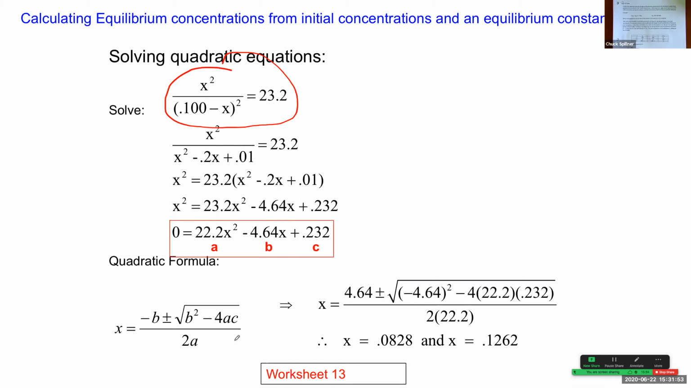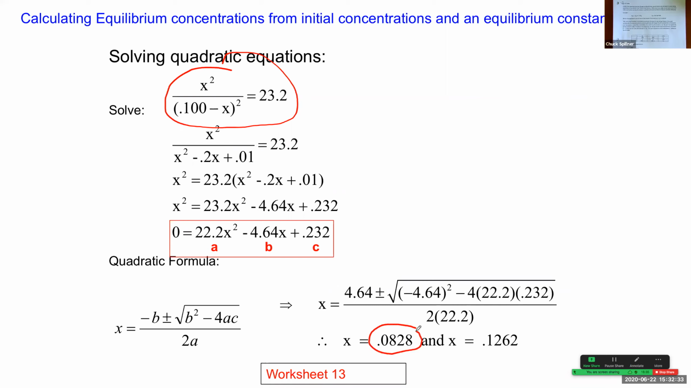So x is going to equal minus b. So b is minus 4.64, so minus a minus is a plus. So we get 4.64 here, plus or minus the square root of minus 4.64 squared minus 4ac, divided by 2a. When you do that, you get x equal to 0.028 and 0.1262. You always get two values when you solve a quadratic equation. So again, we use the same reasoning we did previously, that 0.1262 is too large, and our answer is 0.828.